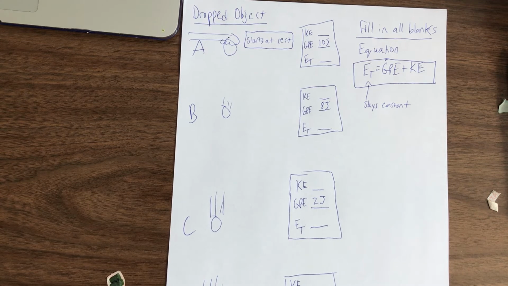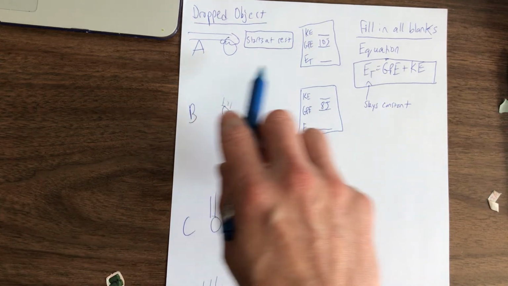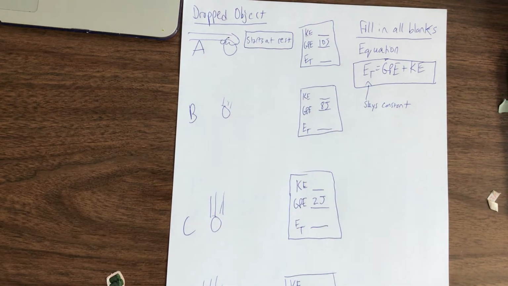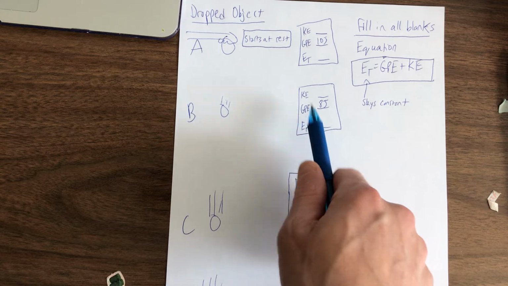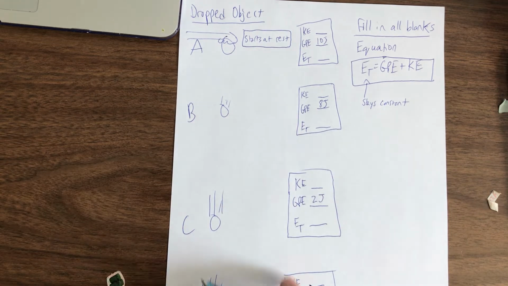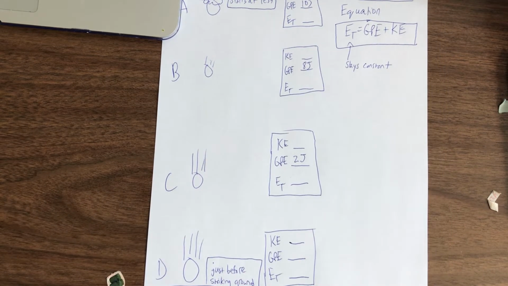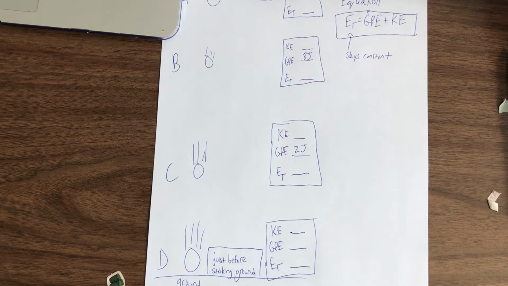Okay guys, so hopefully you've copied it down now and we can finish this problem together. You could see letter A is the tallest position, and there's a GPE given to you. You don't have to calculate it. It's just given to you, 10 joules. B is a little lower. The GPE is 8. C is a little lower. The GPE is 2. And then D tells you nothing, pretty much.